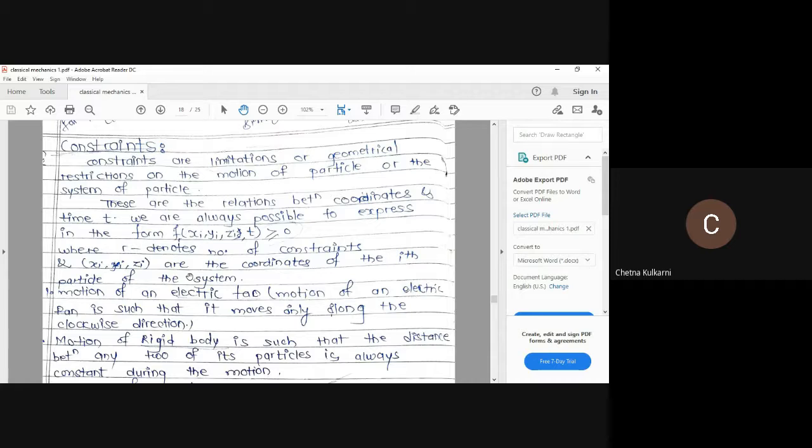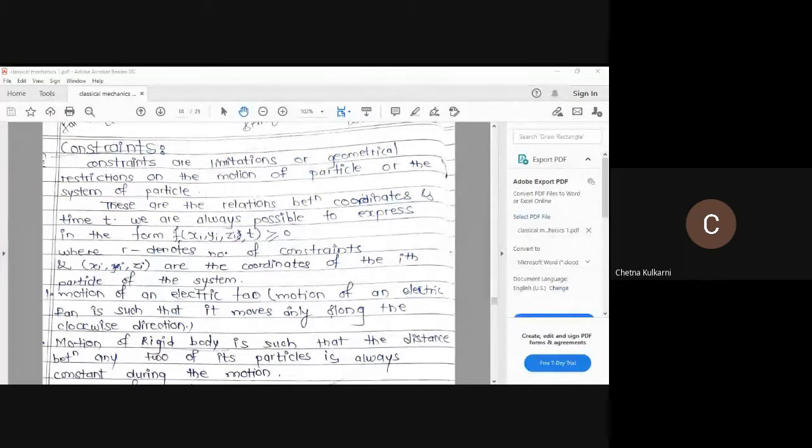Just like we have considered the example of a sphere. We are saying that the particle is moving on the surface of a sphere. If the particle is moving on the surface of a sphere, what is the geometric restriction? The distance is fixed. Correct?